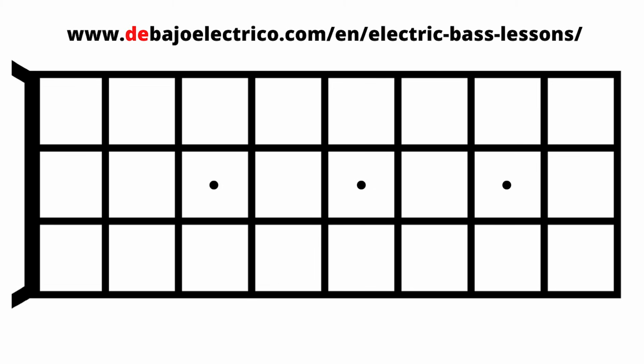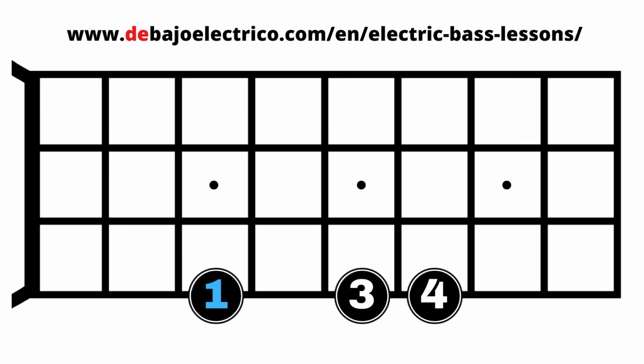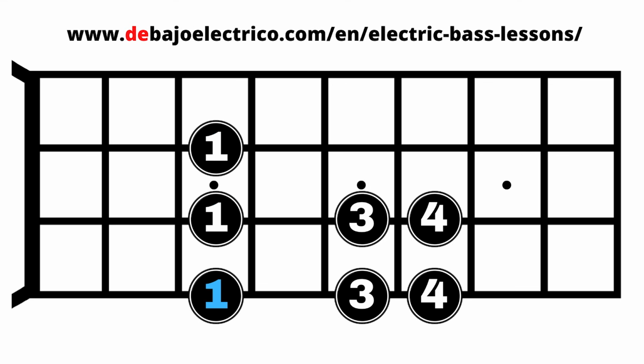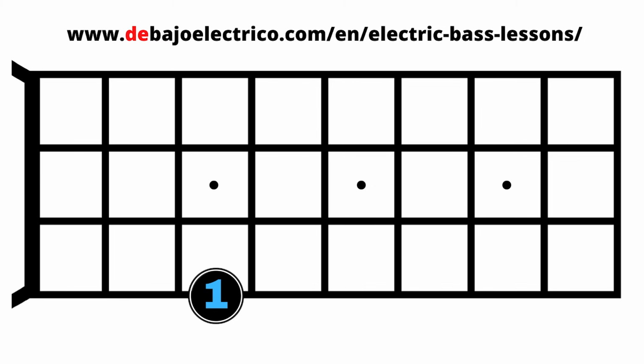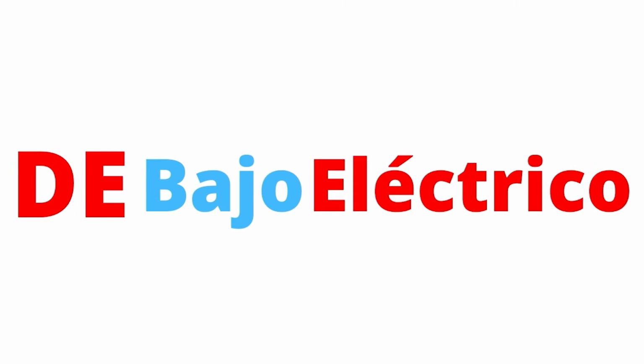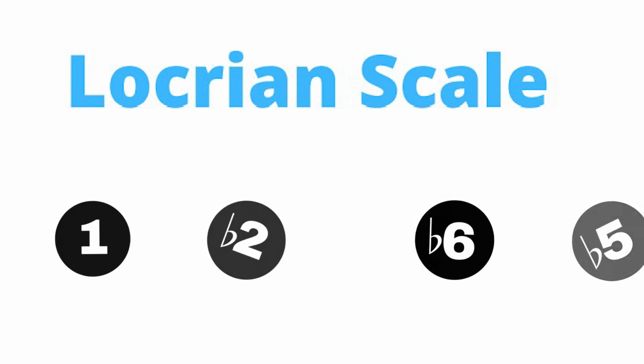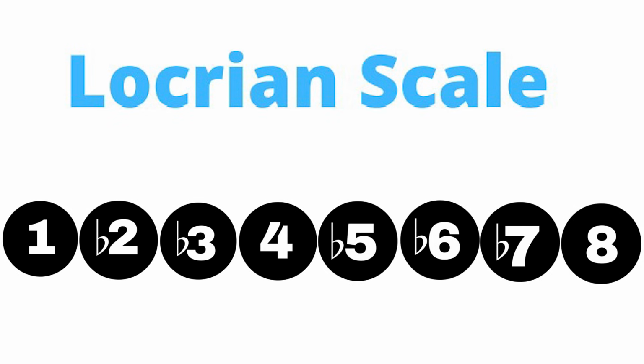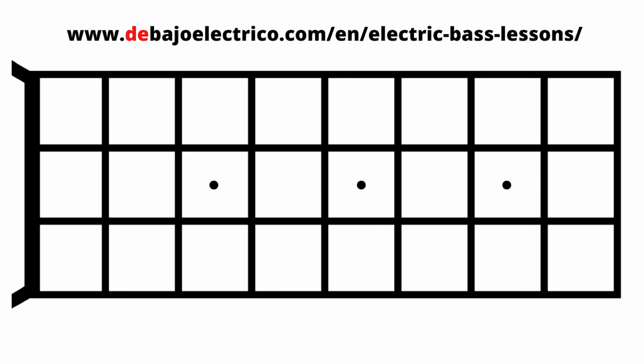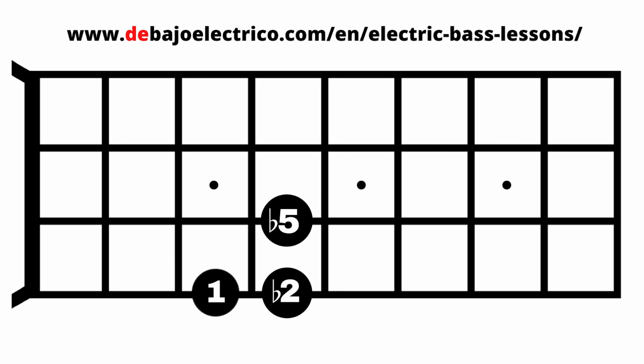Let's play the Aeolian mode one more time. The next scale we're going to see today is the last mode of the major scale. This scale comes from the seventh note of the major scale, the last note. This scale is a Locrian mode or Locrian scale, and it is a minor scale but with a minor second and also a diminished fifth.